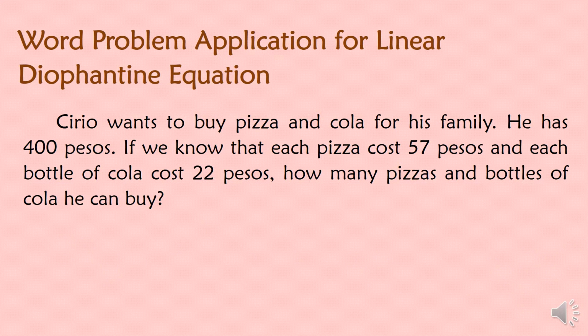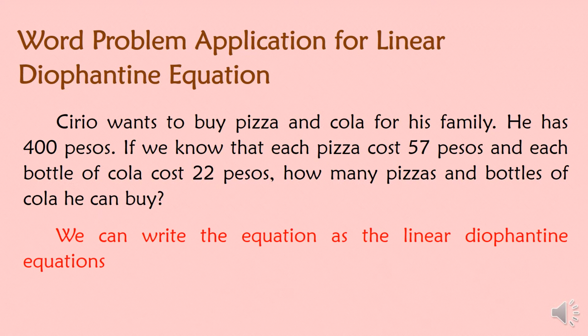Sergio wants to buy pizza and cola for his family. He has 400 pesos. If we know that each pizza costs 57 pesos and each bottle of cola costs 22 pesos, how many pizzas and bottles of cola can he buy? So we can write the equation as the linear Diophantine equation 57x + 22y = 400. Our a is 57, our b is 22, and our c is 400.